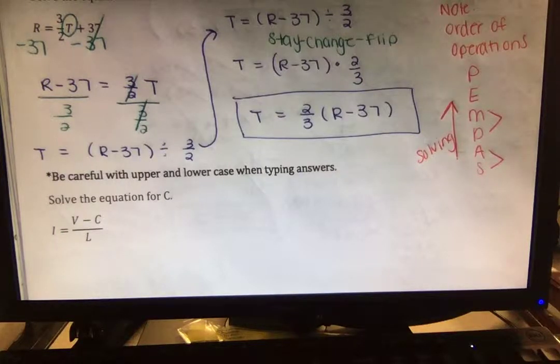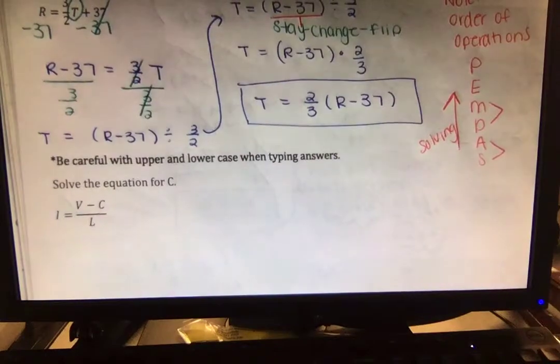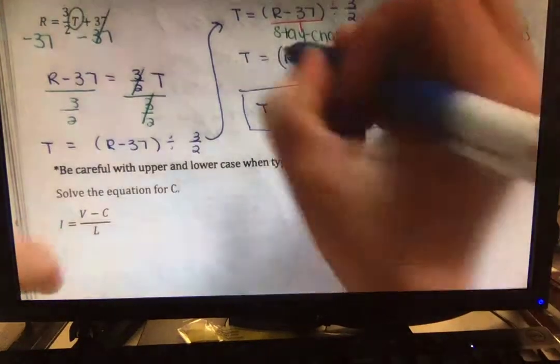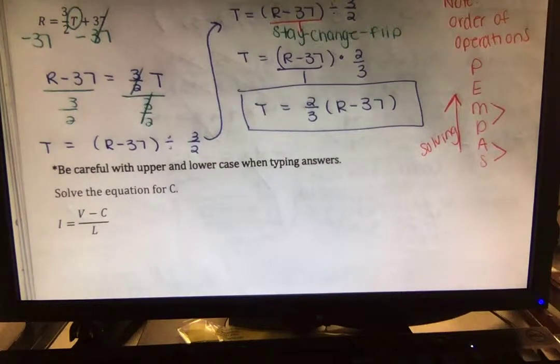How do you know that r minus 37 divided by 3 over 2 was dividing fractions? How do you know that you had the stay, change, flip? Right, because there's a fraction right here. I can rewrite that, assuming the r minus 37 would be over 1. Bingo. I was going to do that, and then I honestly forgot to go back. Does that help? Other questions?